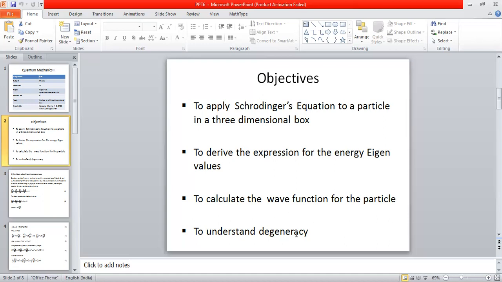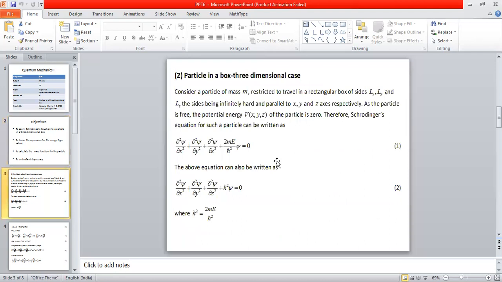Here, we shall try to understand one more concept, that is what we call degeneracy. For example, we say some of the energy levels of the particle which is trapped in a three-dimensional box are degenerate energy levels. So what are those degenerate energy levels? What is degeneracy? We shall try to understand. So this is our second application of Schrödinger's equation.